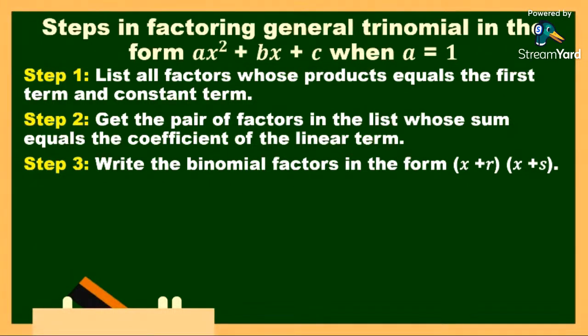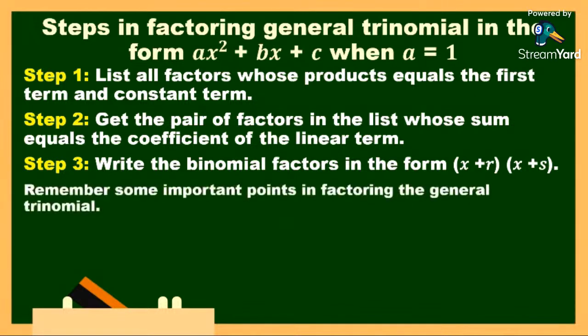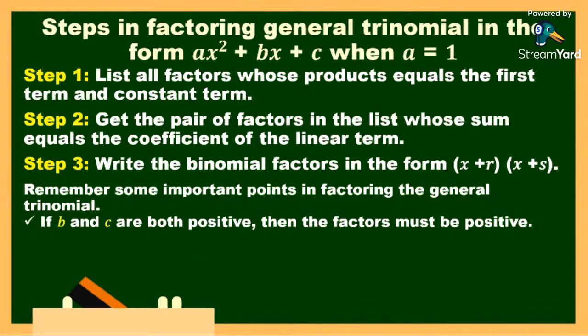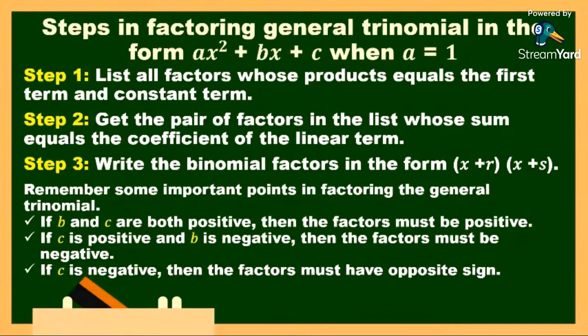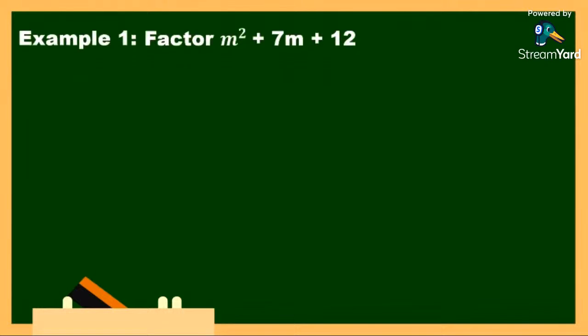Remember some important points in factoring the general trinomial. First, if b and c are both positive, then the factors must be positive. If c is positive and b is negative, then the factors must be negative. And if c is negative, then the factors must have opposite sign. Let us have an example. Factor m squared plus 7m plus 12.